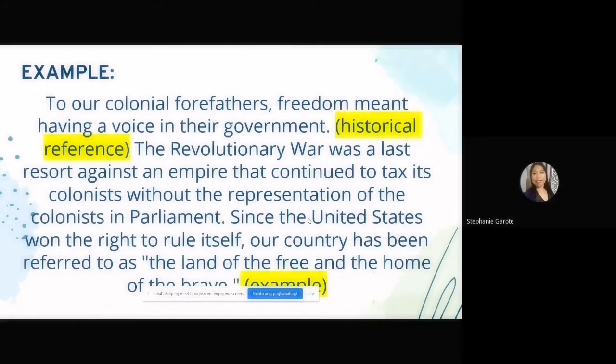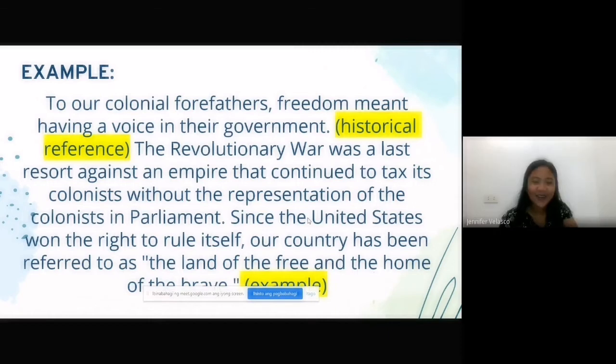"So many words, ma'am." Oh, so many words. Yes, because it is long and it is a paragraph, and that is one clue that it is extended. Out of the I preach, it used historical reference and it also used by example. So again, the extended definition is long and in paragraph format. It can use any of the I preach, two or more out of the I preach.